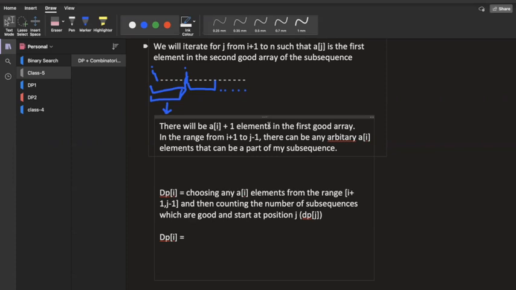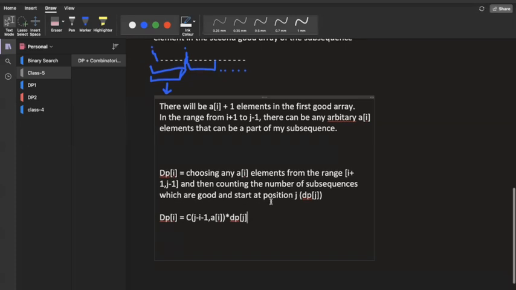This is a range which contains j minus I minus 1 elements, and we need to choose any arbitrary AI elements, right? So Kasparov is right. We just have to choose AI elements among j minus I minus 1 random elements. So the number of ways to do that is nothing but j minus I minus 1 CAI, right? And once we do that, we just need to multiply it with the number of good subsequences which start at position j. So dp of I is nothing but this expression multiplied by dp of j. Okay. So yeah, this basically sums it up.